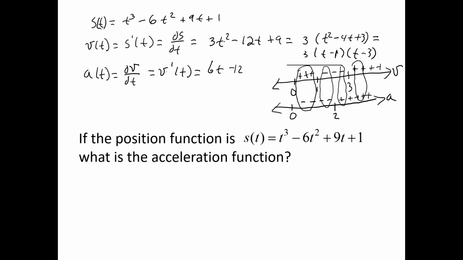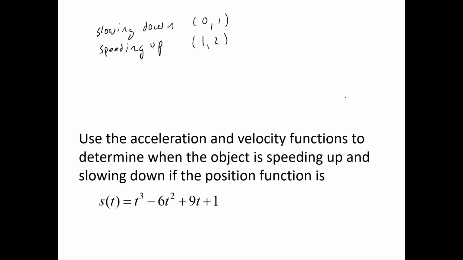But now once we get past 2, between 2 and 3, they're working against each other again. You can see that this is negative and this is positive, so they're working against each other from 2 to 3, so they're slowing down. And then once we get past that, from 3 on, they're both positive, so then it's speeding up until whenever this thing ends. Okay.